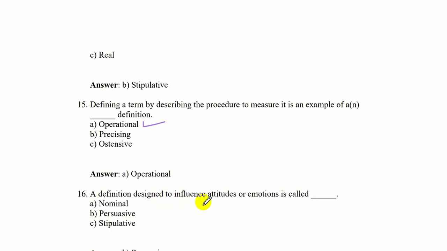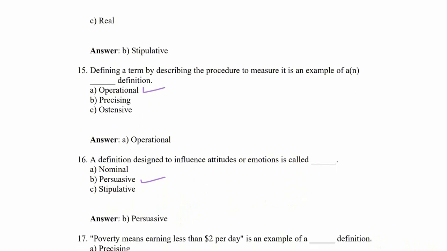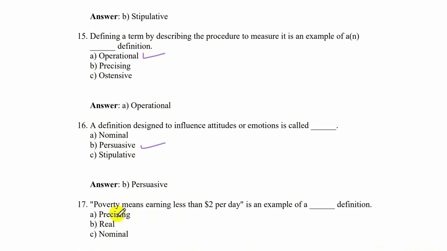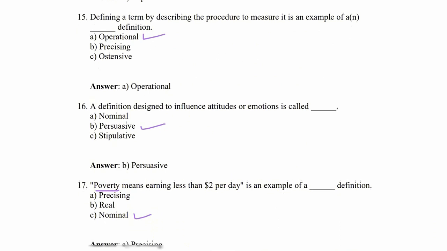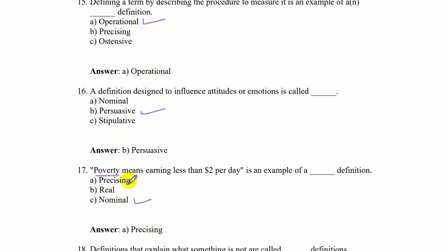A definition designed to influence attitudes or emotions is called a persuasive definition. Poverty means earning less than $2 per day is an example of a dash definition. Poverty means it is nominal. Oh, it's precising. So we'll have to revise. I'll have to actually revise through all of them again.